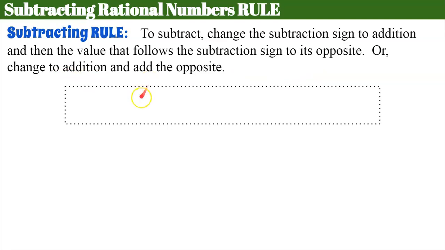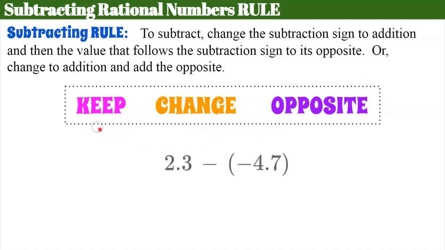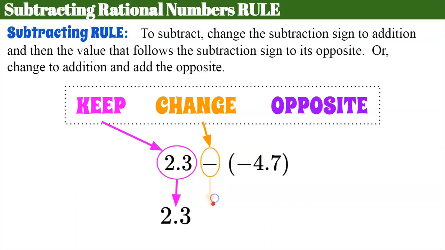So here's a visual of that. We're going to keep our first value, change subtraction to addition, and add the opposite value. So this is what it would look like with an example. I have rational numbers here and I'm subtracting. So let's go through what this looks like. I'm going to keep this first value and just rewrite it. I'm going to change the subtraction sign to addition. And then we're going to make the second value the opposite. So if this is negative 4.7, it's going to be positive 4.7. And then you would simply just add the decimals.